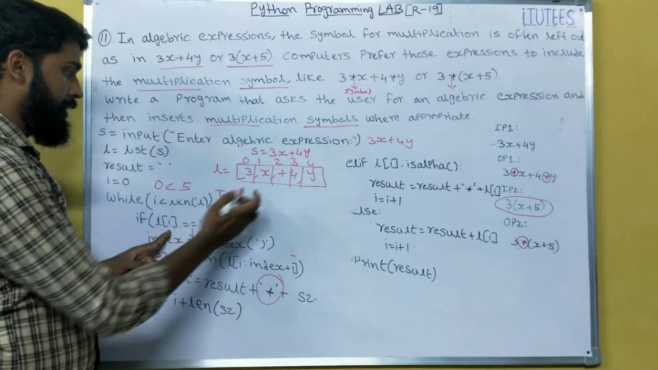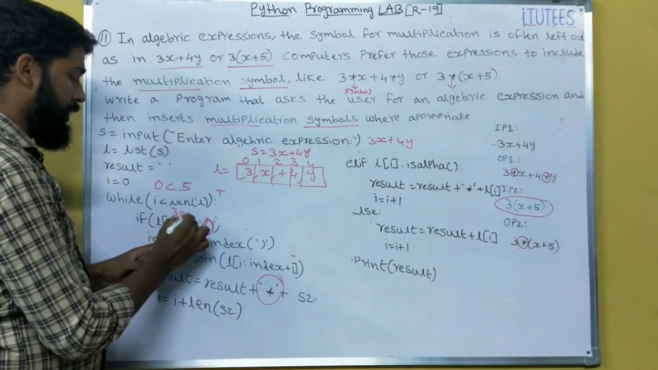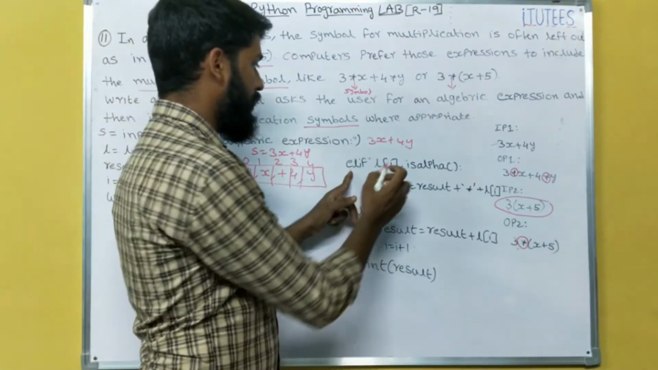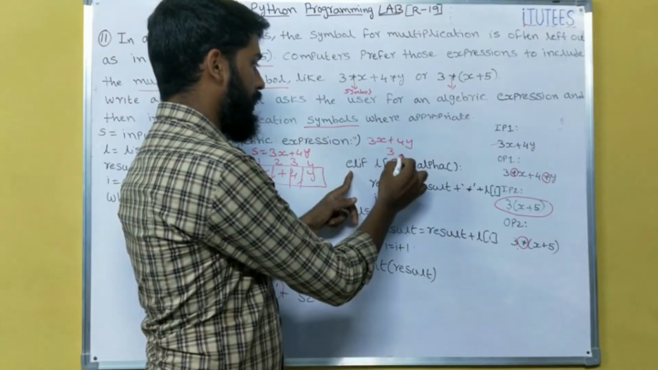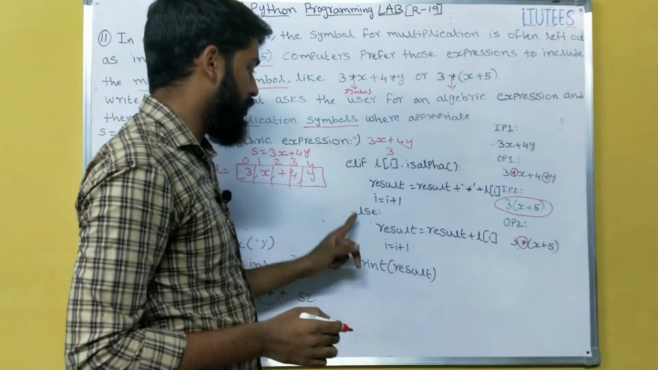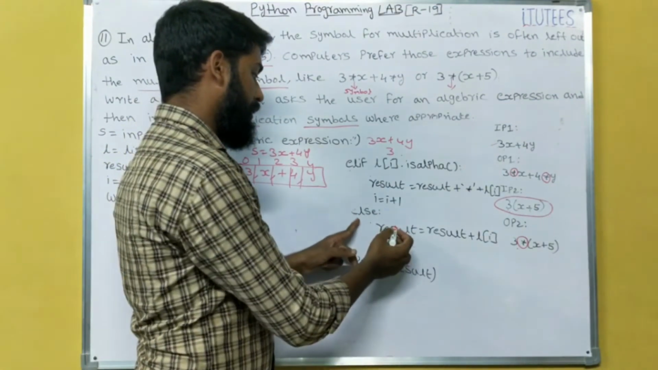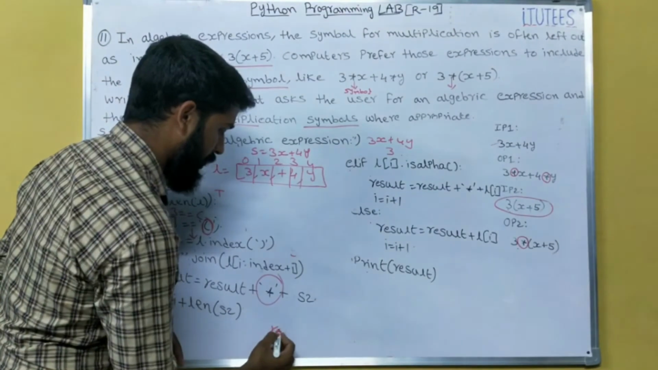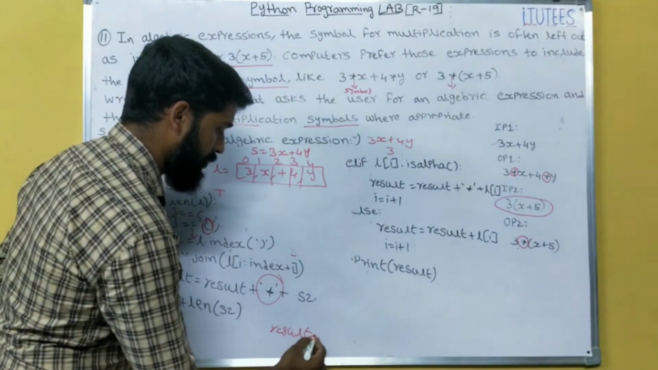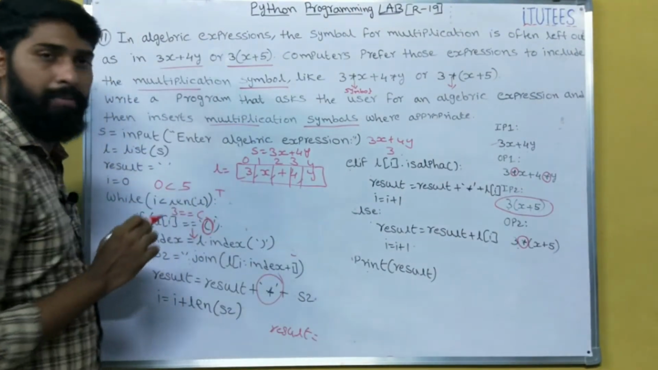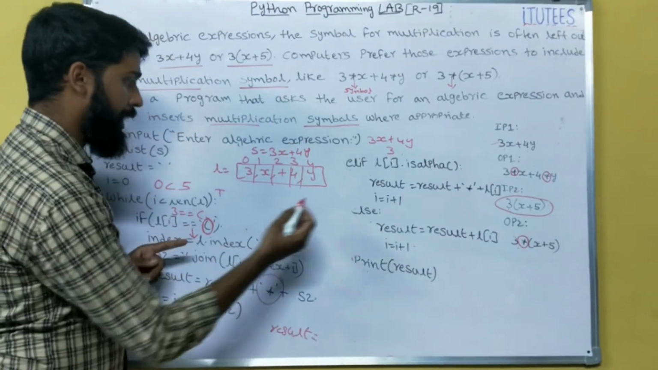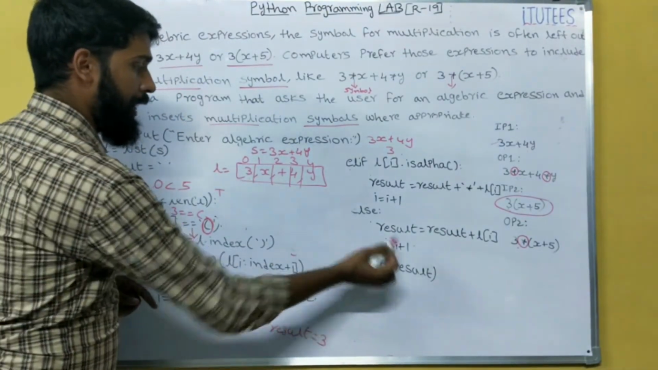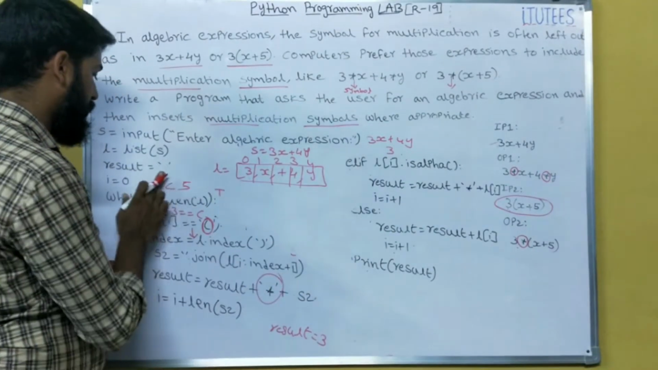If L of I, what is the L of I? 3. 3 equals to bracket? No. Then go to here. So L of I, 3, is alphabet? No. Go to here. Then result equals to result plus L of I. That means the result, initially the result is empty, so for empty we are going to add 3 here. That's it. And I is incremented by 1. So I becomes 1.